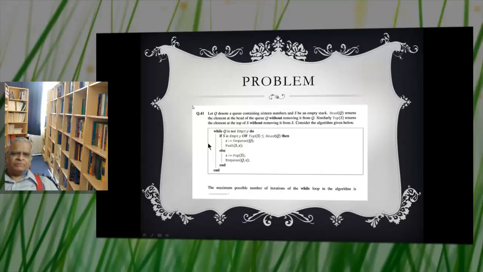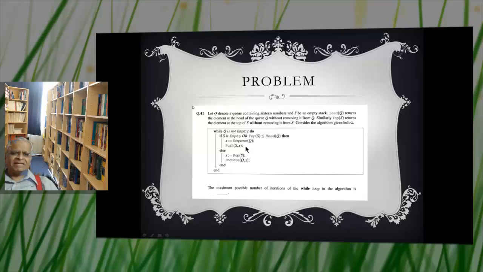It's a while loop. Let's read the entire code, converting it into a language. While the queue is not empty, do the following things again and again. If the stack is empty, or if the top of the stack is less than or equal to head of the queue, then delete the element from the queue and push it onto the stack.